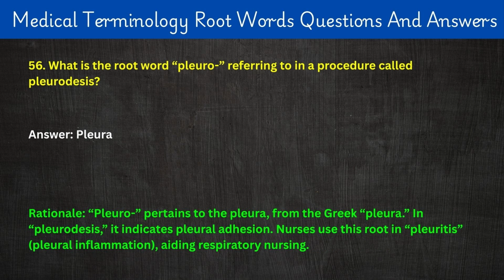56. What is the root word pleuro- referring to in a procedure called pleurodesis? Answer: pleura. Rationale: Pleuro- pertains to the pleura, from the Greek pleura. In pleurodesis, it indicates pleural adhesion. Nurses use this root in pleuritis, pleural inflammation, aiding respiratory nursing.